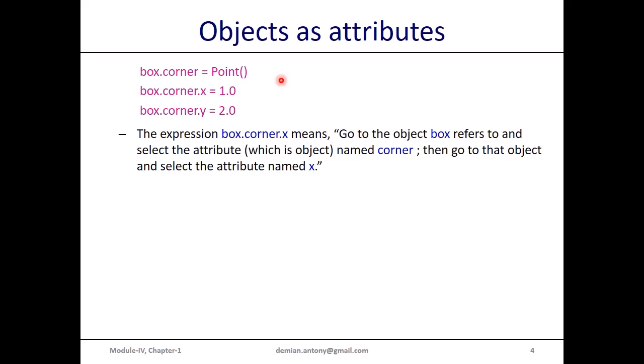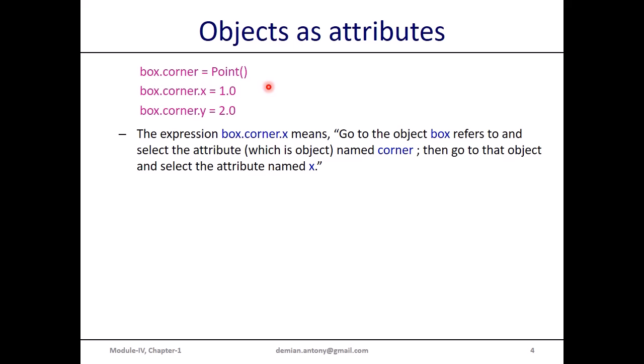For the third attribute, we have to create the object point because we need to store the values of the attribute corner. We define that as box.corner. So this is the attribute, and this is equal to point with the default constructor, which creates the object point and just returns the reference. So ultimately box.corner is now an attribute which holds the reference to the object that is created.